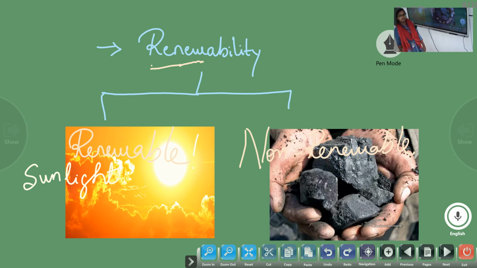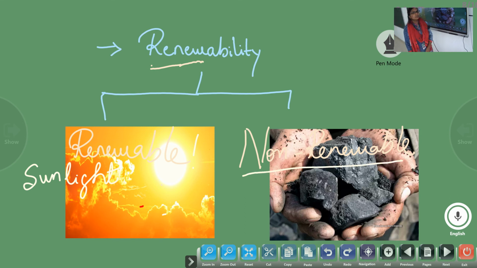It cannot be exhausted. We cannot use sunlight so much that tomorrow the sunlight comes and says, I don't have sunlight anymore. Right? Every day sunlight comes back. Every day there is enough sunlight. So, that is one example for renewable resource.